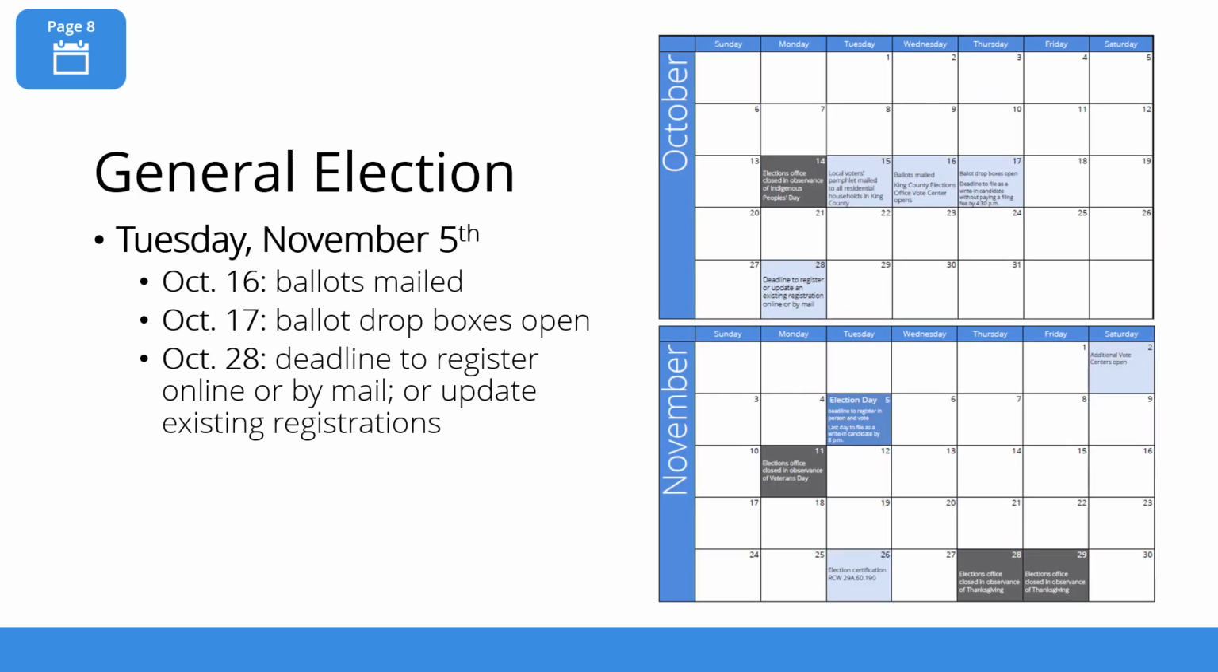The general election for this year falls on Tuesday, November 5th. Some other key dates are that on October 16th, ballots are mailed. On October 17th, ballot drop boxes open. And lastly, on October 28th is the deadline to register online or by mail or to update existing registrations.